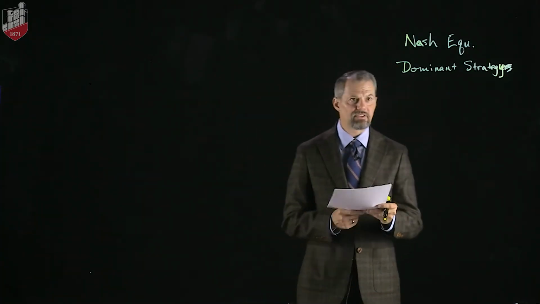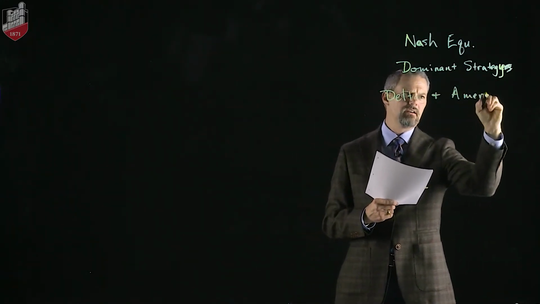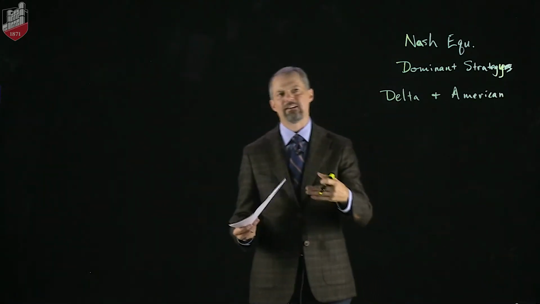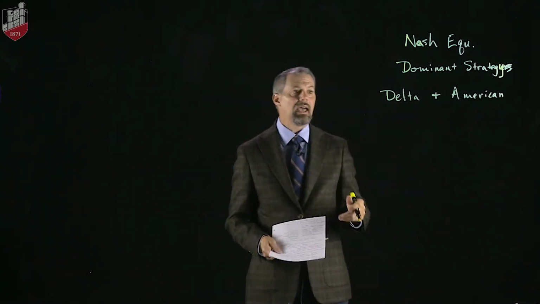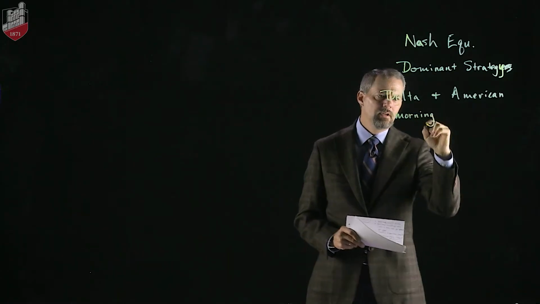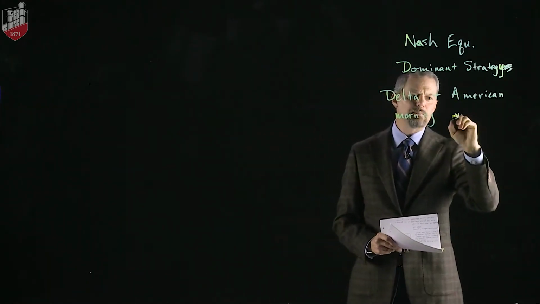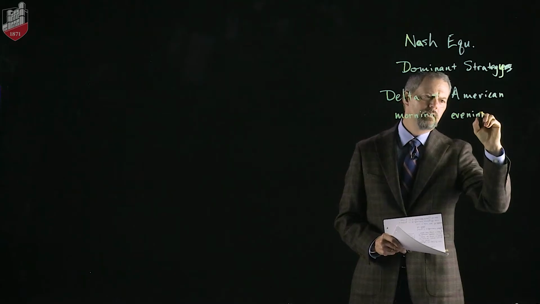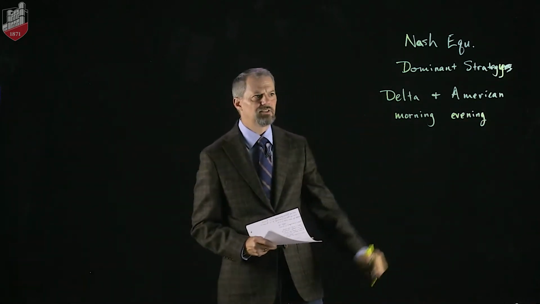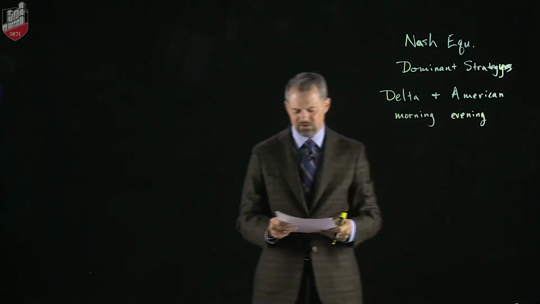Let's work through an example. Let's consider two airlines. So we'll think about Delta and American Airlines. And let's suppose that each of them offers a daily flight. It's a long flight, say from Boston to Budapest. And they can choose to depart either in the morning, where they would leave in the morning and get to the destination in the evening, or they can have an evening departure, where they leave in the evening and get there the next morning. Okay, so Delta has to decide, do we want to leave in the morning or the evening? And American has to make the same decision.